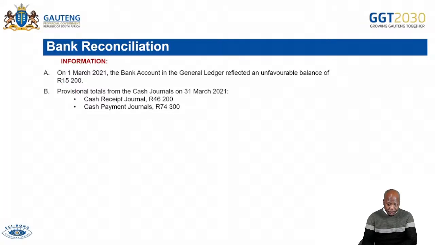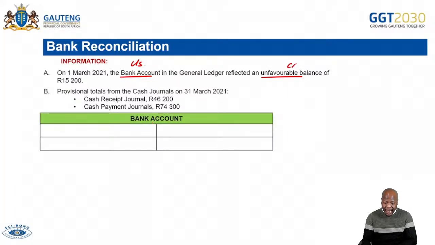All right. We are given information A and information B. Now we need to record this. It says on 1 March, the bank account in the general ledger reflected an unfavorable. This is in the bank account by us. So if it's unfavorable, that means that balance is what? Credit. All right. So let me go and record it. Here's my bank account. Here is my debit and here is my credit. The balance is unfavorable. That means I bring it here. Balance brought down 15,200. Unfavorable balance. It's a credit balance.